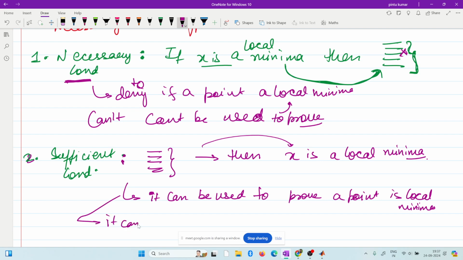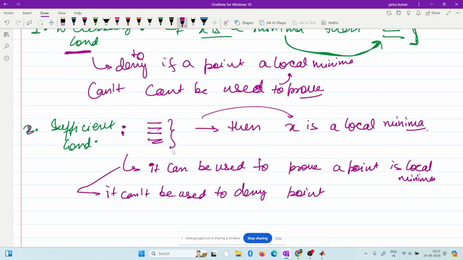It can't be used to deny a point. Okay. So it's a sufficient condition. Like if you satisfy these things, then it is a local minima, right? But if it does not satisfy one of these, then you can't say whether it is a local minima or not. So if it does not satisfy one of the conditions, then you actually can't say that it is not a local minima.